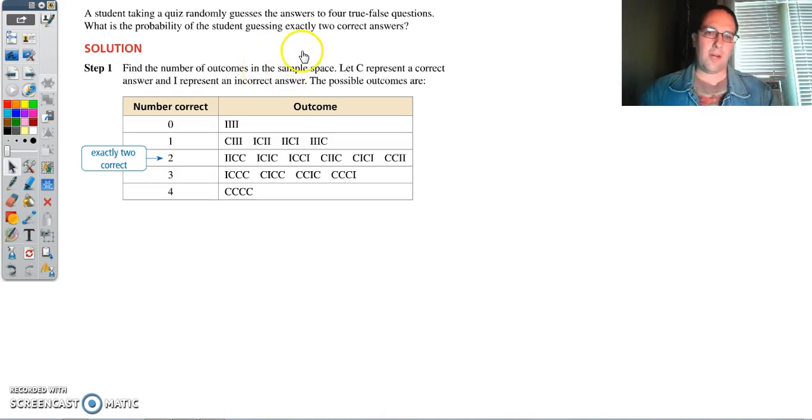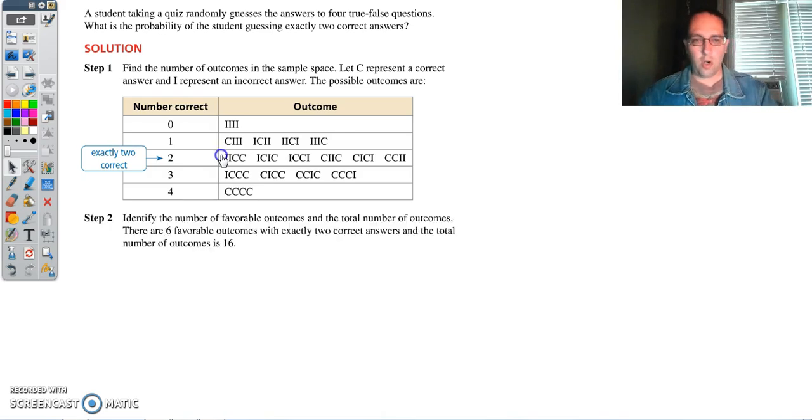We need to know how many of those are favorable. And favorable in this case is exactly 2 answers correct, because that's what we're looking for. So we can list them all out. Get them all wrong, get the first one wrong, the next one's right, get the first one wrong, the second one right, the next 2 wrong, and so on. So possible outcomes where we have 2 answers correct, we have 1, 2, 3, 4, 5, 6. So we have 6 favorable outcomes over 16 total outcomes.